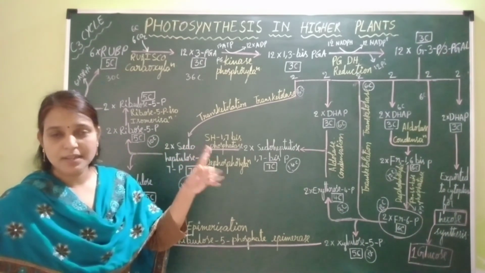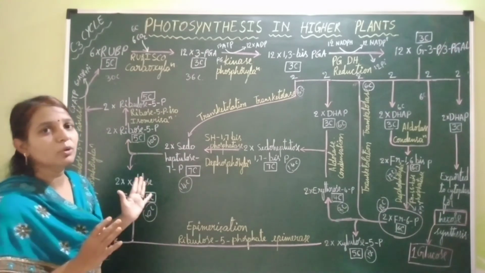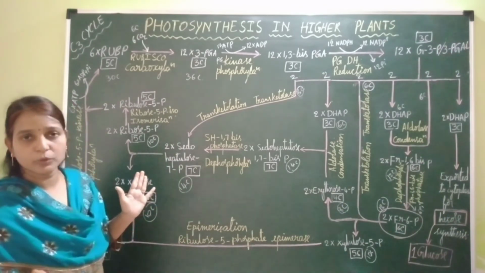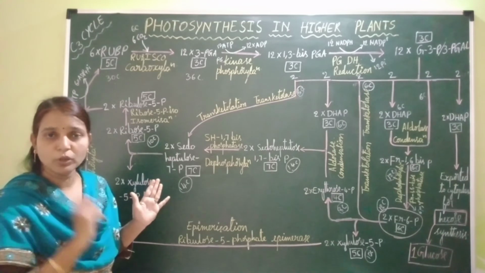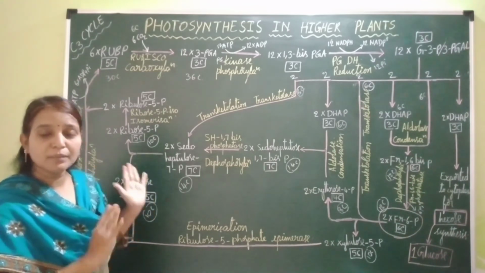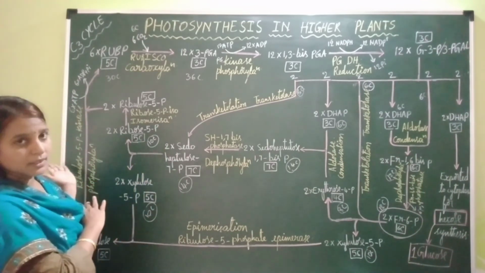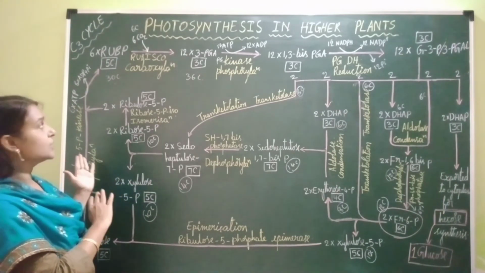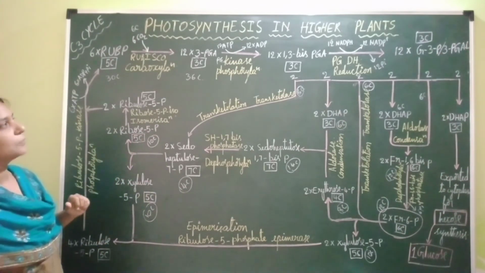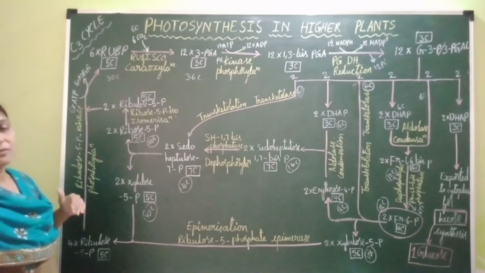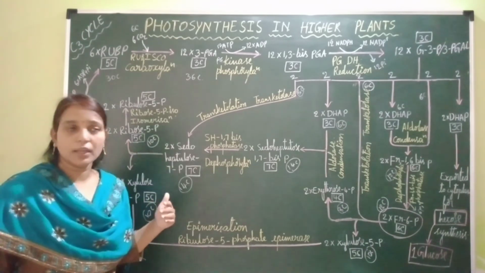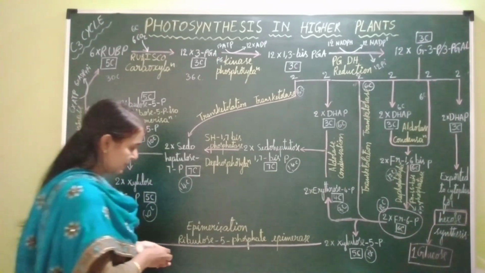So this is about the intermediates which are formed during the regeneration of RuBP from how many molecules of G3P? 10 molecules of G3P. So among 12 molecules of G3P, 2 molecules are exported into the cytoplasm for the synthesis of 1 molecule of glucose, whereas the remaining 10 molecules of G3P are utilized during regeneration. They undergo regeneration into 6 molecules of RuBP. So this is all about the different steps, different reactions that occur during the Calvin cycle.